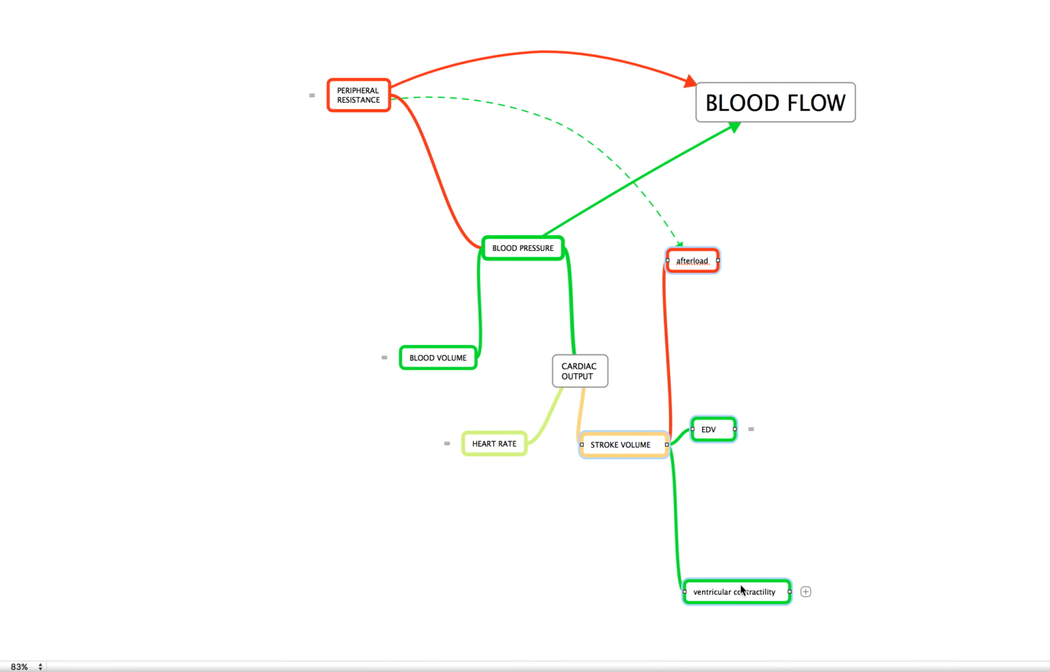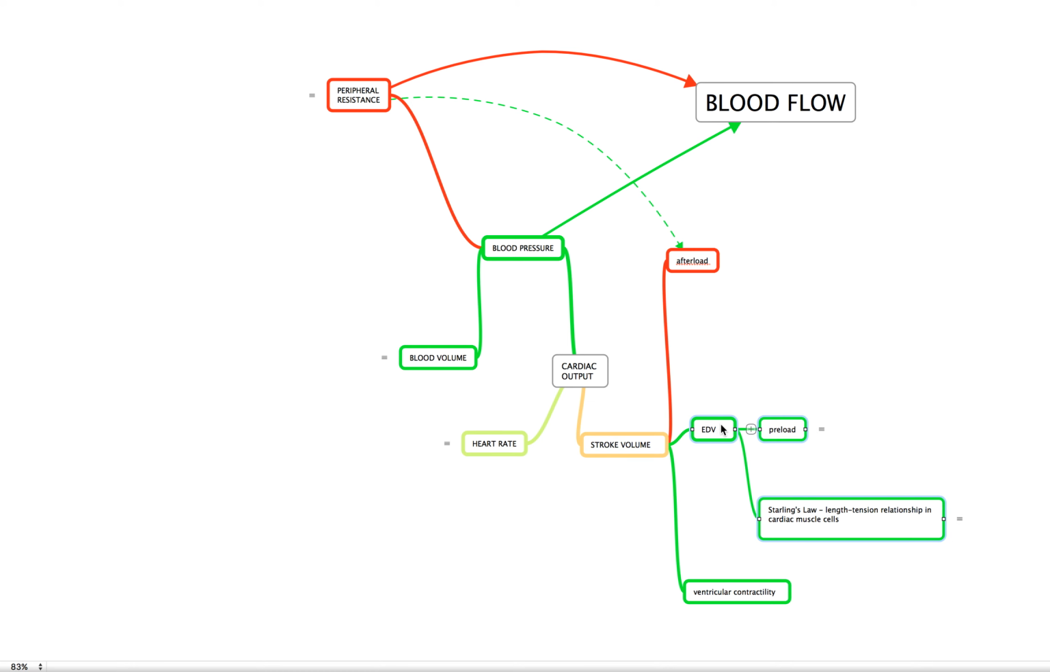Let's do the other simple one. Ventricular contractility is how hard the ventricles contract. And we will see that they can contract harder when you stimulate the wall of the ventricles with the sympathetic nervous system or with hormonal epinephrine. So ventricular contractility makes the ventricles contract harder, which of course increases stroke volume. And then EDV is the one that confuses people.